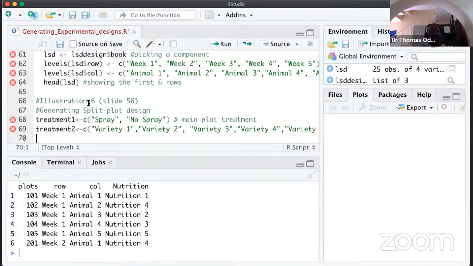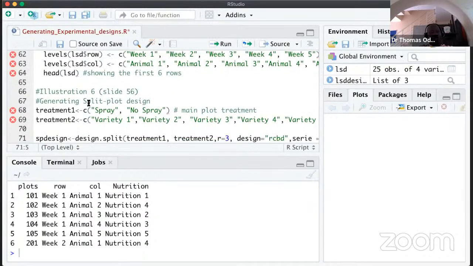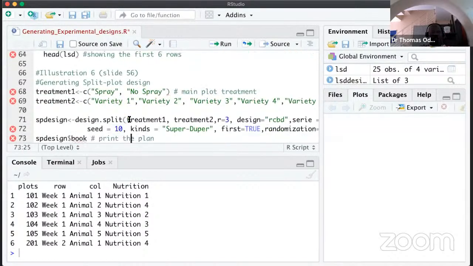And finally, for the split plot. The first thing is, remember in split plot, we have 2 factors. So we create treatment 1, and then we create our treatment number 2. Treatment 1, or factor 1, has 2 levels. We have spray versus no spray. And then we have varieties, which is variety 1, variety 2, up to variety 5 or 6.